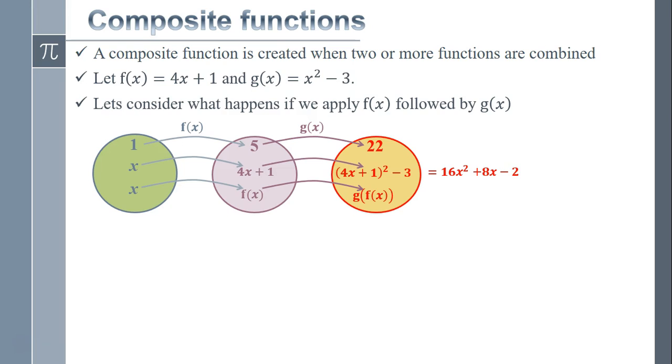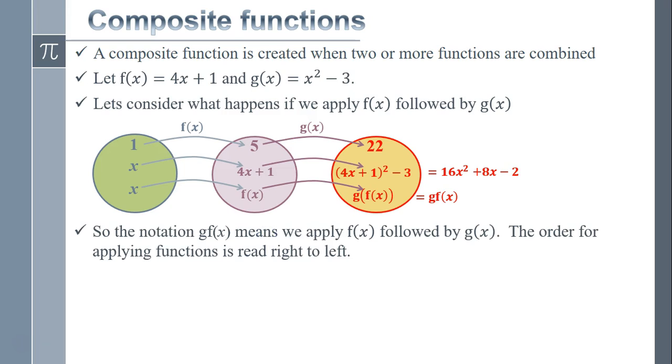And generally speaking, when we write this, we just take out the brackets, so that's just gf of x. Now the important thing there is to understand the order, because gf of x means we're doing f of x first, followed by g of x. So you apply them with the one that's nearest to the bracket first, and then the next one, and if we had another function in front of that, it would be that one again. So the order for applying functions is read right to left, not left to right. And that's really crucial, because as we're going to see in a second, gf of x is not the same as fg of x. Those are two completely different things, so order is absolutely crucial.